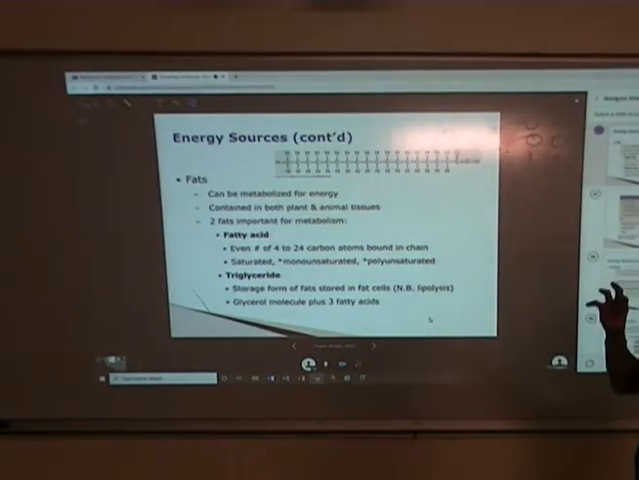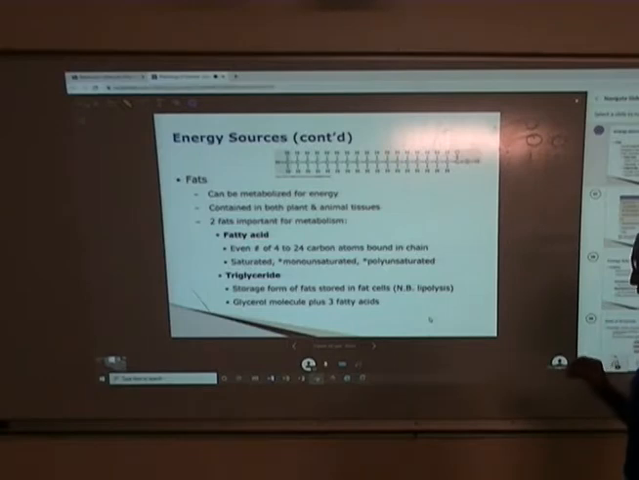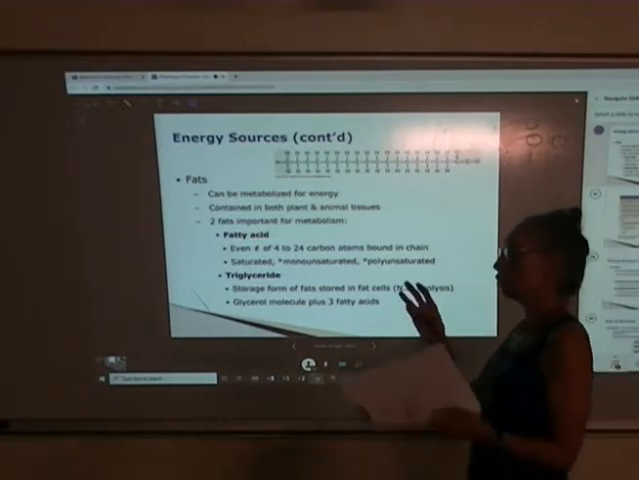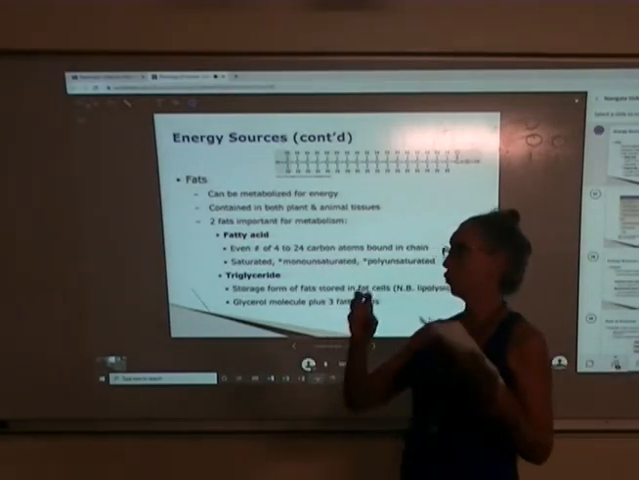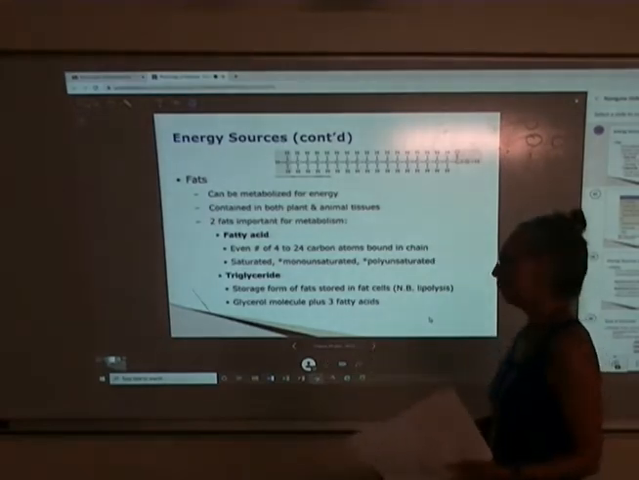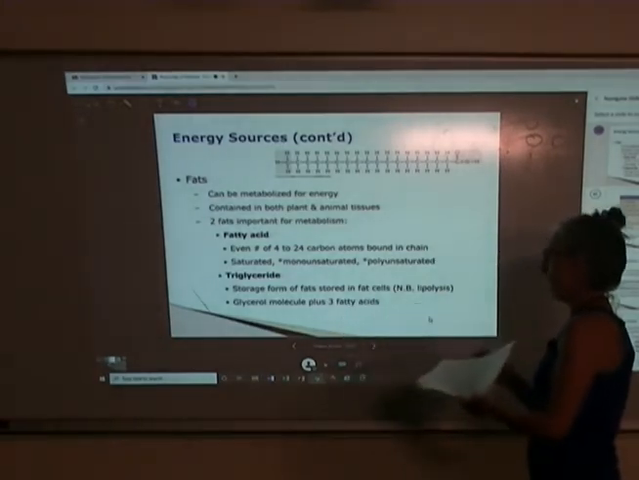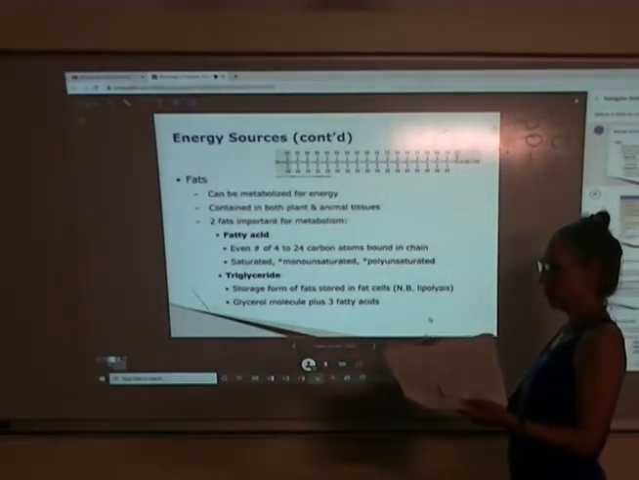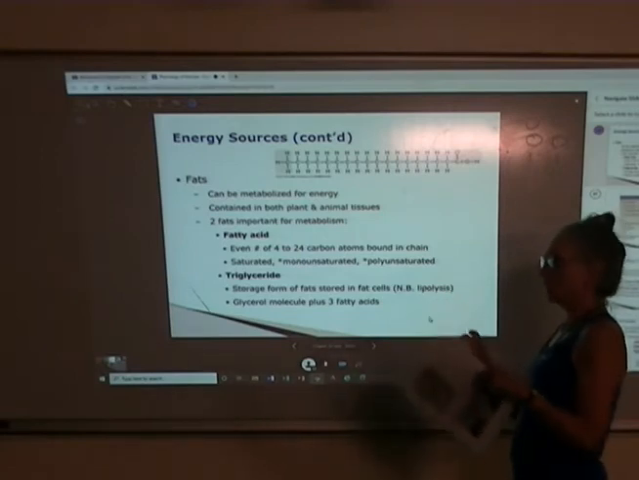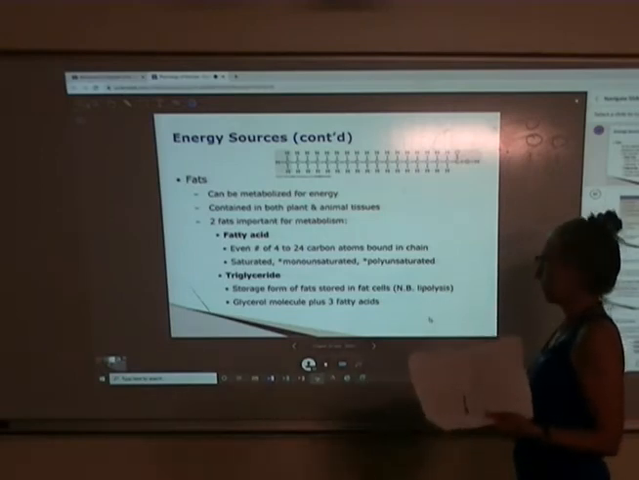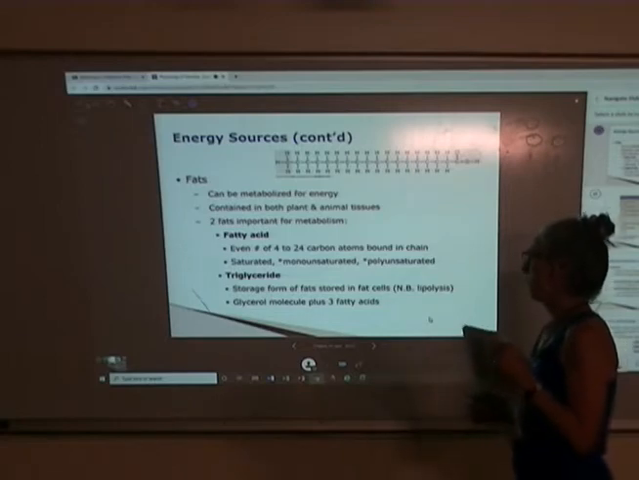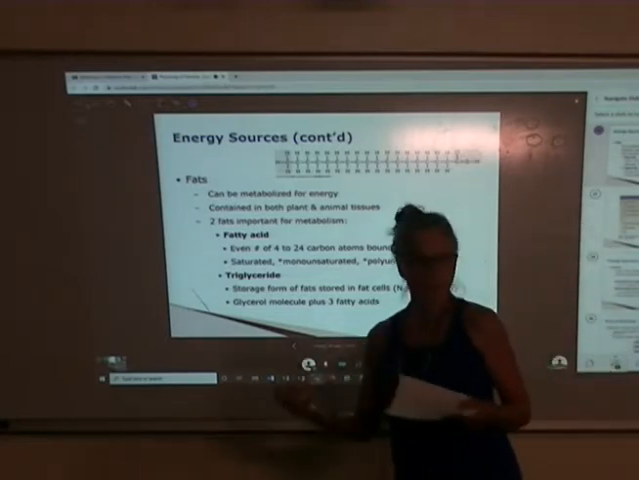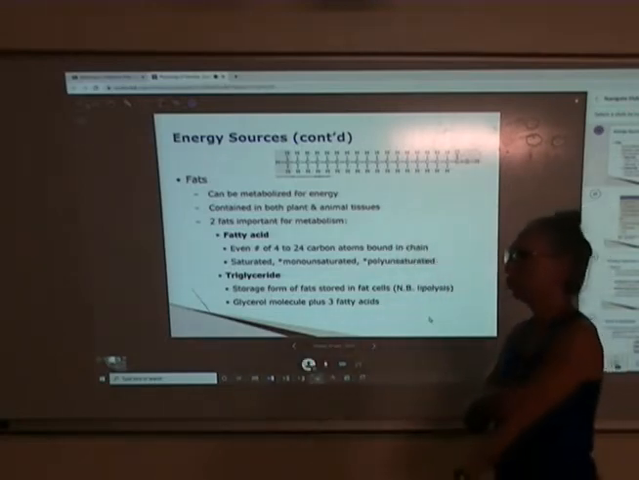The storage form of fat in the body is triglyceride. So the storage form of carbohydrate is glycogen. The storage form of fat is triglyceride. And it's mostly stored in adipose cells, fat cells, although we do have some in the muscle tissue, right?